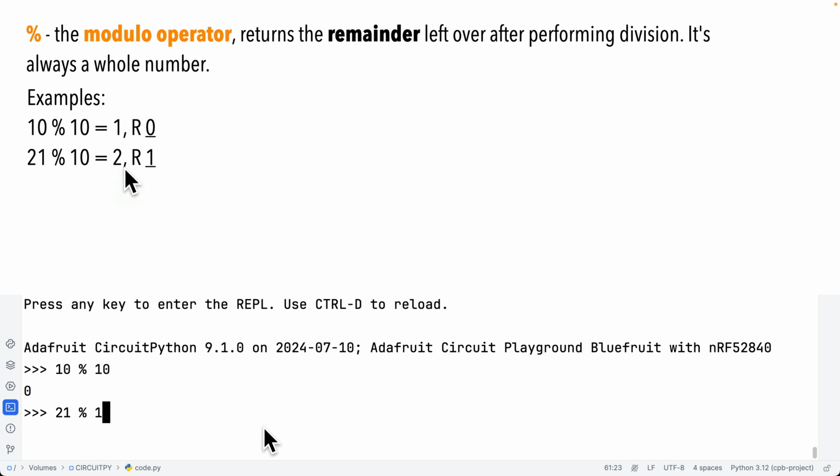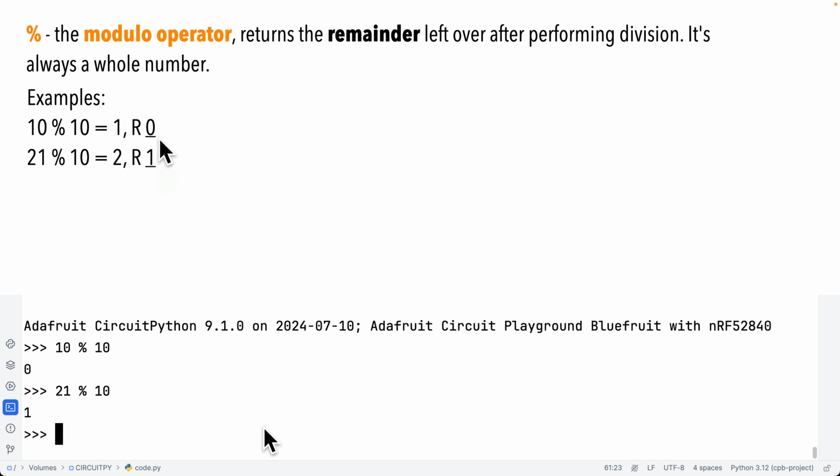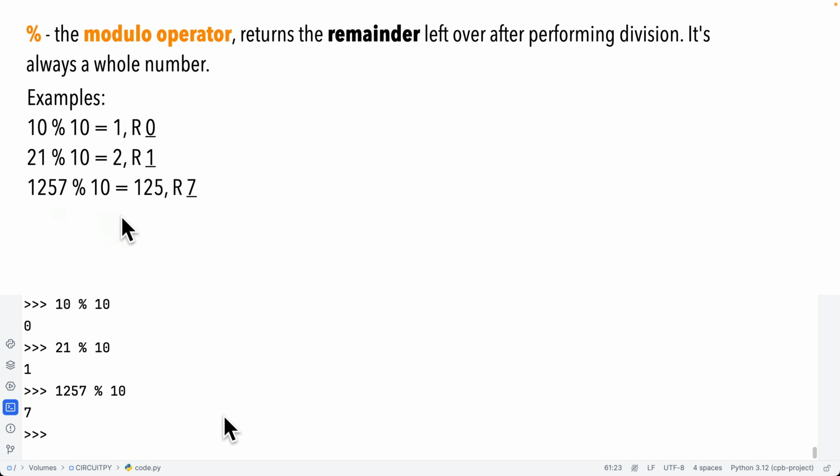Well, 10 goes into 21 two times with 1 left over. We throw away the 2, we return that remainder of 1, so the answer is just 1. 1257 mod 10 is 7, because 10 goes into 1257 125 times. We don't care about the 125, we care about the remainder, which is 7. 7's left over. Now what if the numerator is less than 10?